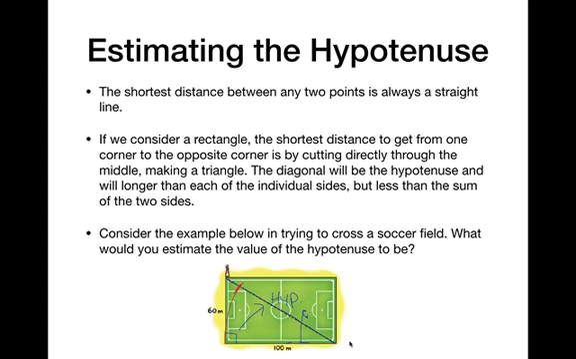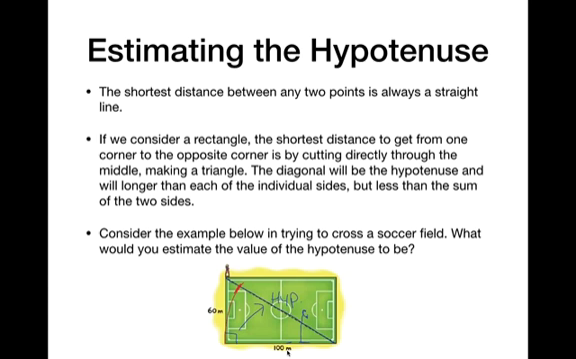So if we were going to estimate this one, if we were to walk around the field to not interrupt the game, we'd be walking 60 meters down and then another 100 meters across, right? So 60 plus 100 would be 160 meters if I went this way. So this length of the hypotenuse would have to be less than 160, but it has to be more than 60 and more than 100. So our estimate would have to be somewhere between 100 and 160, so maybe we would guess somewhere around 120.